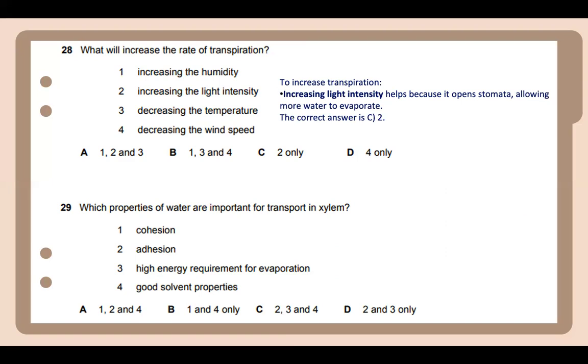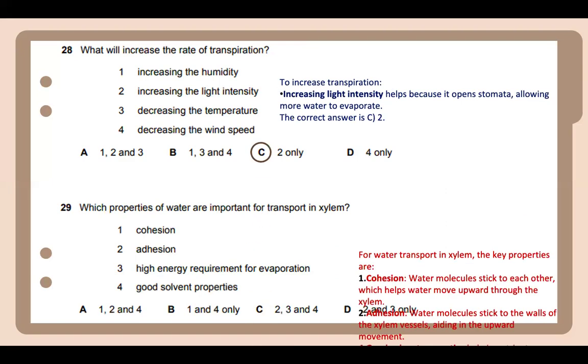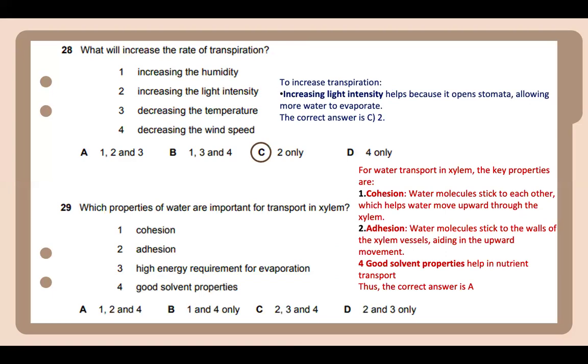And which properties of water are important for transport in xylem? For water transport in xylem, the key properties are, first, cohesion. Water molecules stick to each other, which helps water move upward through the xylem. Second, we have adhesion. Water molecules stick to the walls of the xylem vessels, aiding in the upward movement. And third, good solvent properties, which help in nutrient transport. These are the statements which contribute to the water transport in xylem.